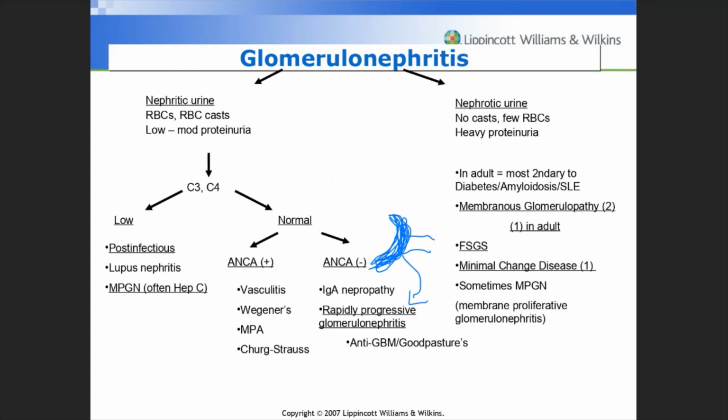All right, so I'm going to stop here and going to give you guys a 5-minute break and look at this glomerulonephritis figure.